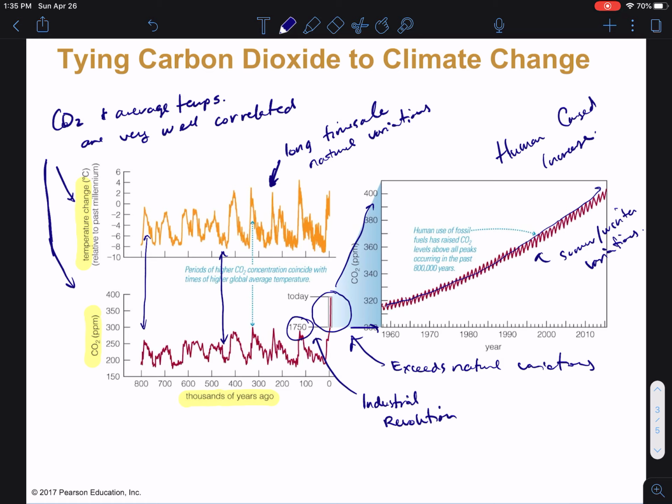Now, I just said that this is human-caused. There are people out there that claim that this increase in carbon dioxide and global temperatures are part of natural cycles. And I'm going to argue that because of the scale, not just the fact that they are rapidly increasing compared to the increases we saw in the past, but there are other reasons that this is a human-caused increase.